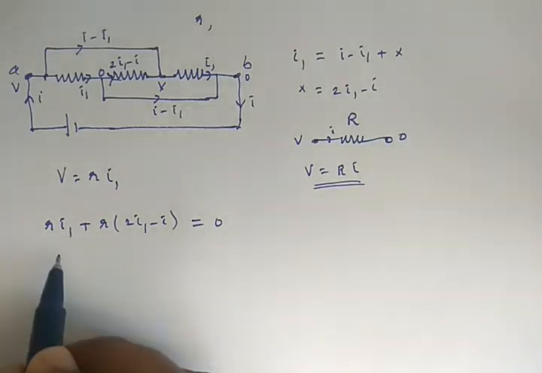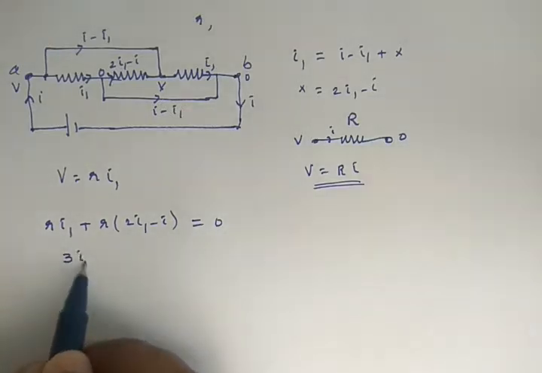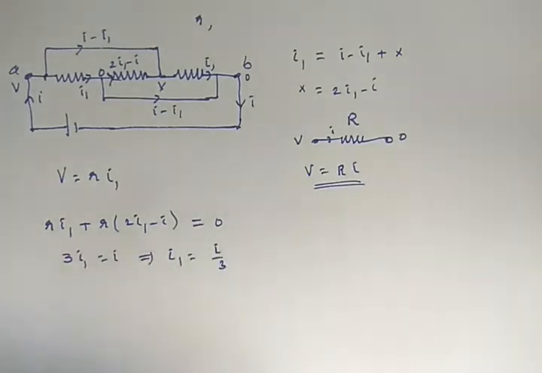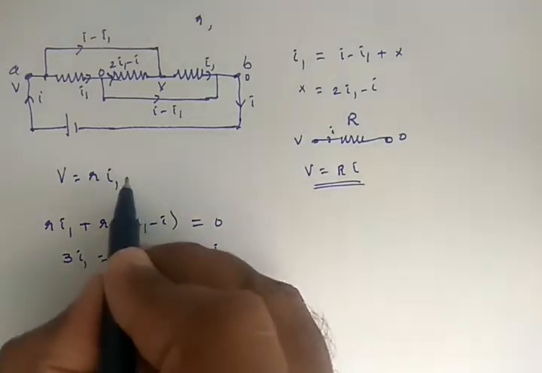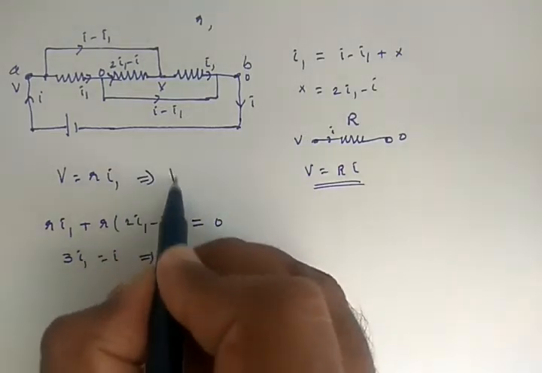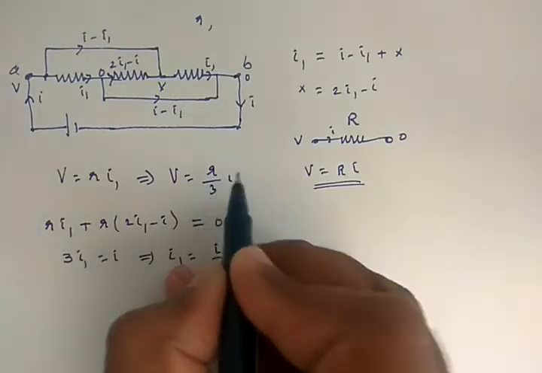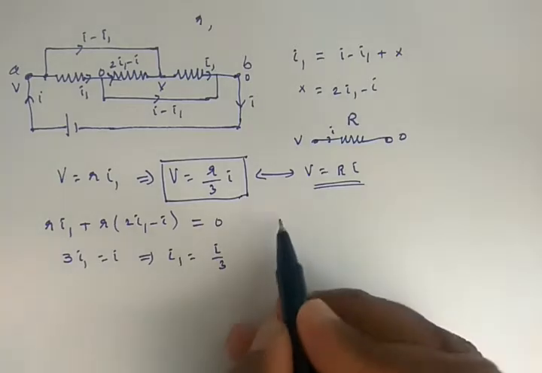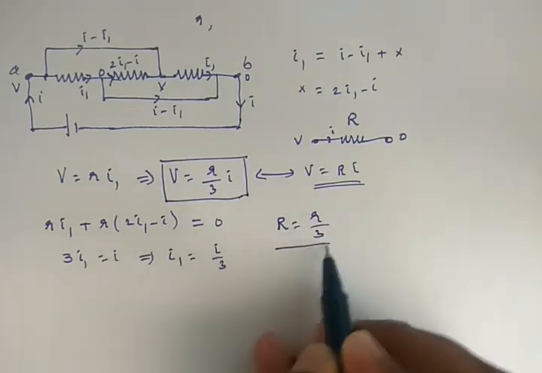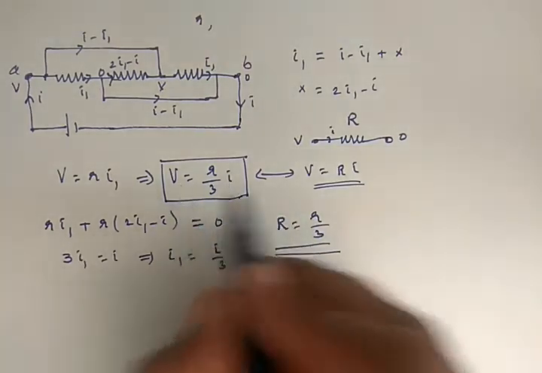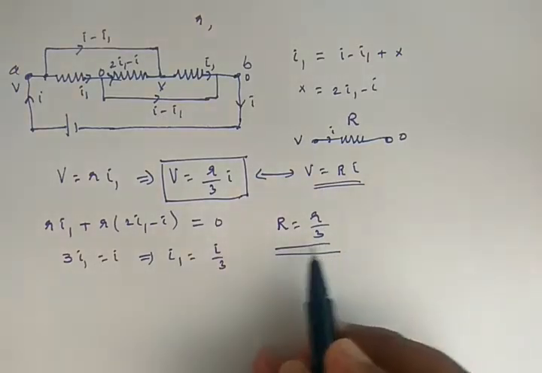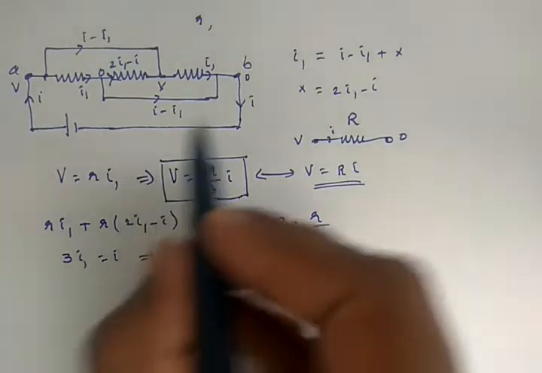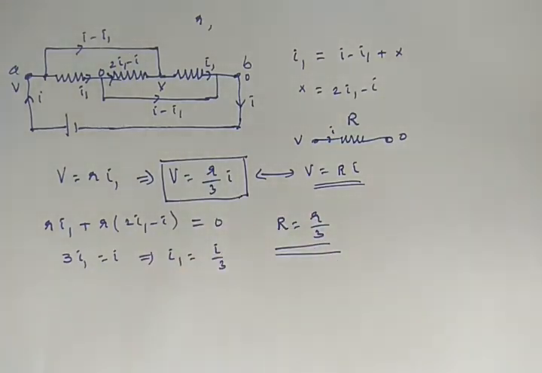So when you solve this equation, you will get 3I1 equals I, that implies I1 equals I by 3. Then from here you will get V equals R by 3 times I. So you can compare these two equations. Instead of R, you get R by 3. I is I and V is V, so R is R by 3. This is the effective resistance of this circuit.